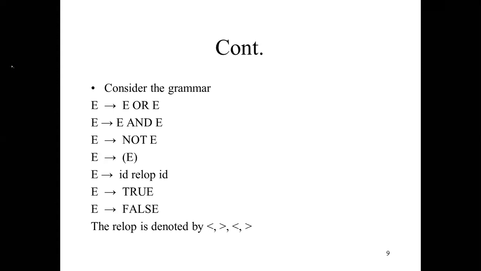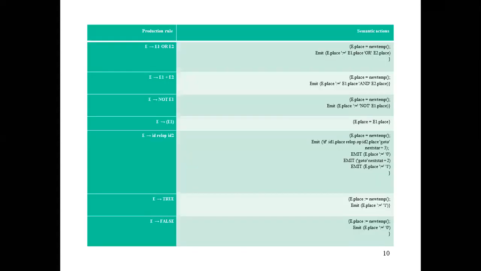So consider the grammar. This is given. The relational operator relop is denoted by less, greater, or not equal to. You are already aware that the relational operator may be less than, equal to, greater than, equal to, etc. So this is the given grammar. Now, how will we represent this? What will be the semantic action for this? This is called the production rule.